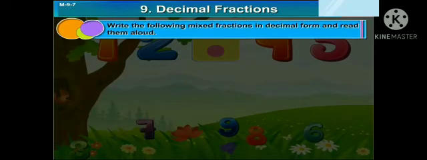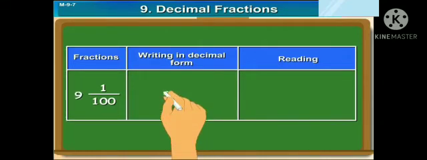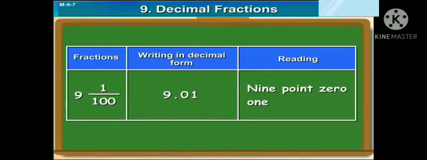Let's start with problem set 37. The first one: write the following mixed fractions in decimal form and read them aloud. The first is 9 1/10. How do you write it in decimal form? 9.1. And how do you read it? In the same way, 9.1. Now comes the next one, 9 1/100. How do you write it in decimal form? 9.01.